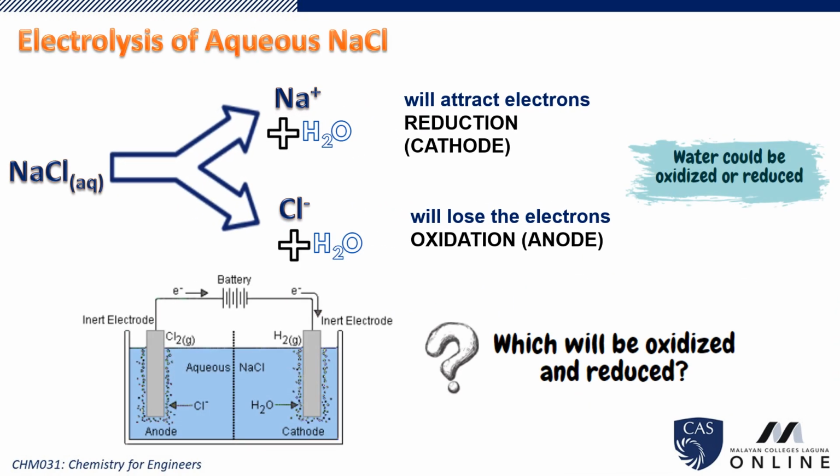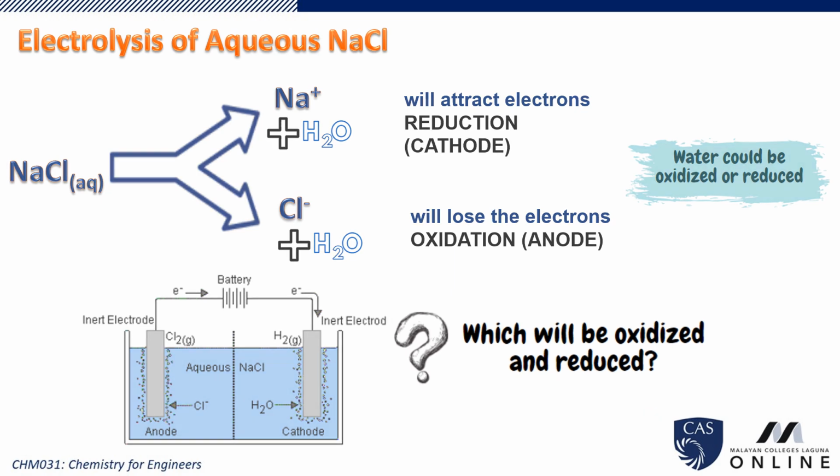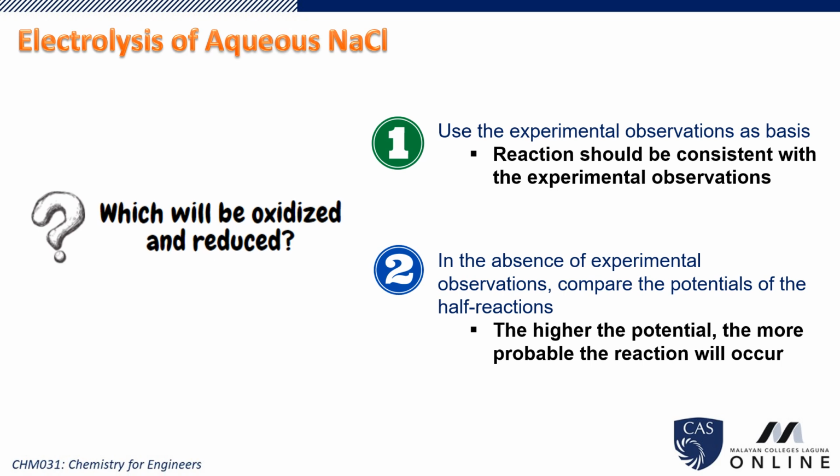Now consider aqueous sodium chloride. In this case, water is also present, which introduces competing reactions. So we must be careful in determining which species will be oxidized and which species will be reduced. To decide which reaction occurs, we rely on experimental validations, if available, or comparison of standard reduction potentials. The reaction with a higher potential is more likely to occur.